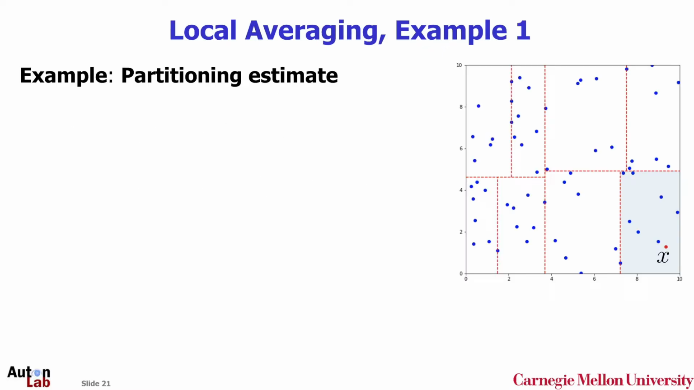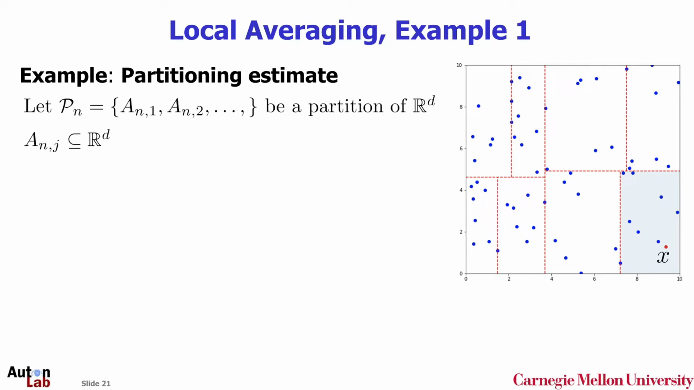The first example for the local averaging regression estimate is the so-called partitioning estimate. We can think of this as a generalization of the histogram-based density estimator to regression problems. Let's assume that the input x lives in a d-dimensional space, and let's partition this space into some cells. We have n training data points, and the jth cell is denoted by A_nj. The regression estimate is very simple.